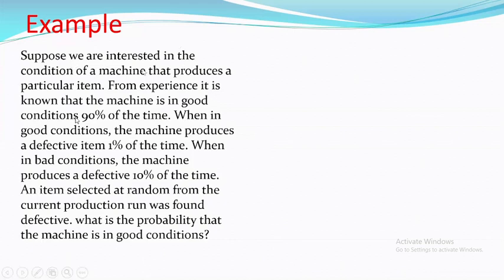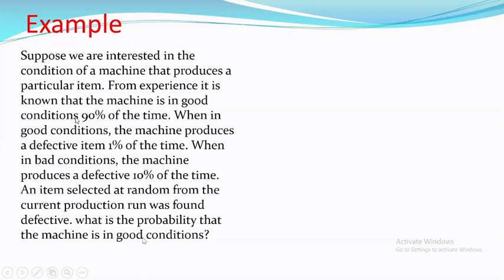Suppose we are interested in the condition of a machine that produces a particular item. From experience, it is known that the machine is in good condition 90% of the time. When in good condition, the machine produces a defective item 1% of the time. When in bad condition, the machine produces a defective item 10% of the time. An item selected at random from the current production run was found defective. What is the probability that the machine is in good condition?